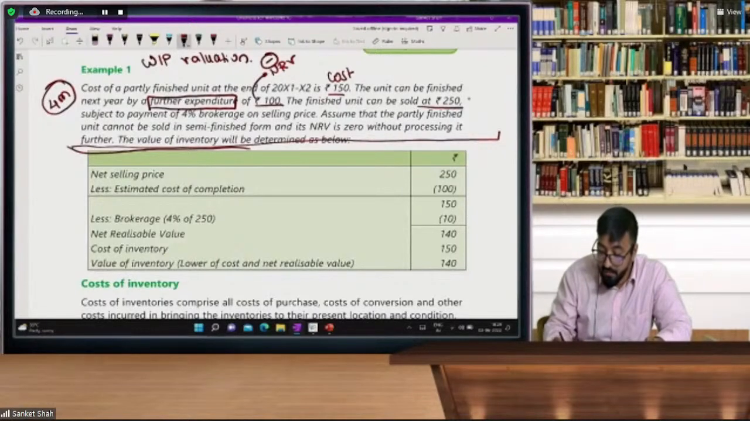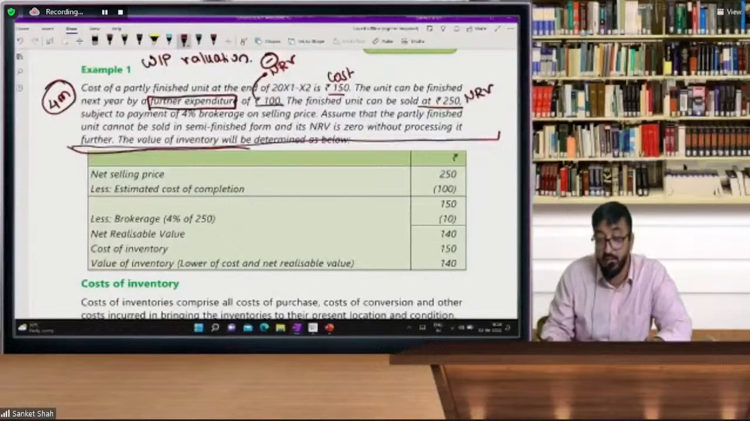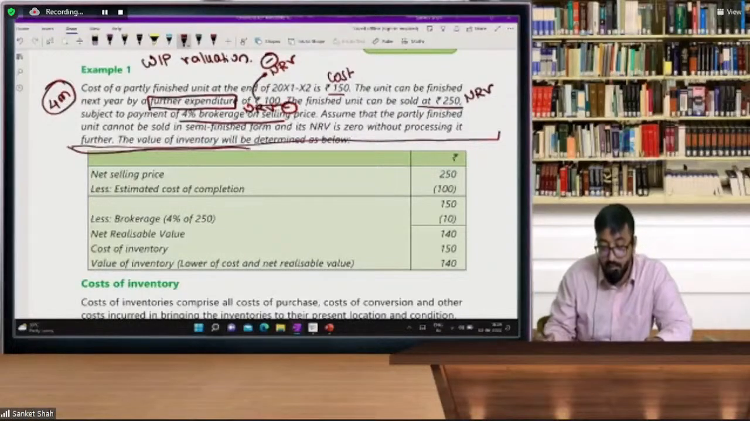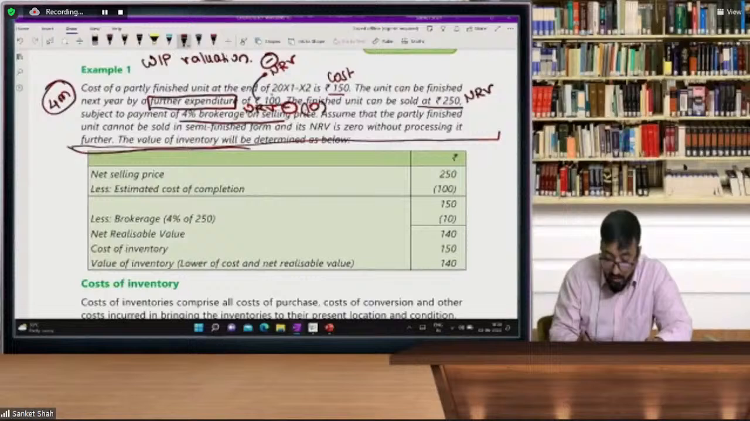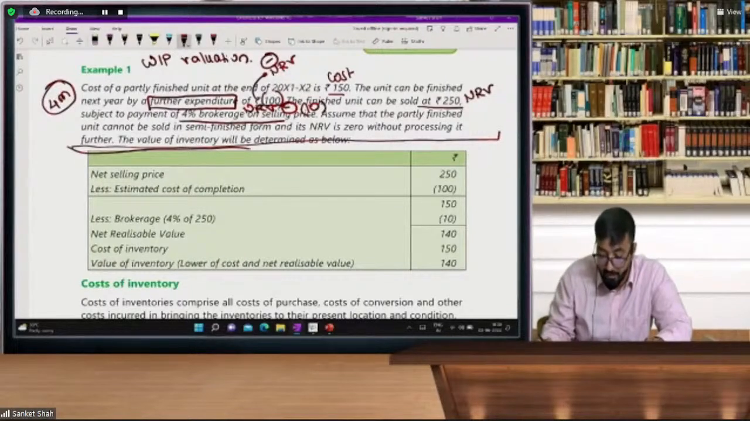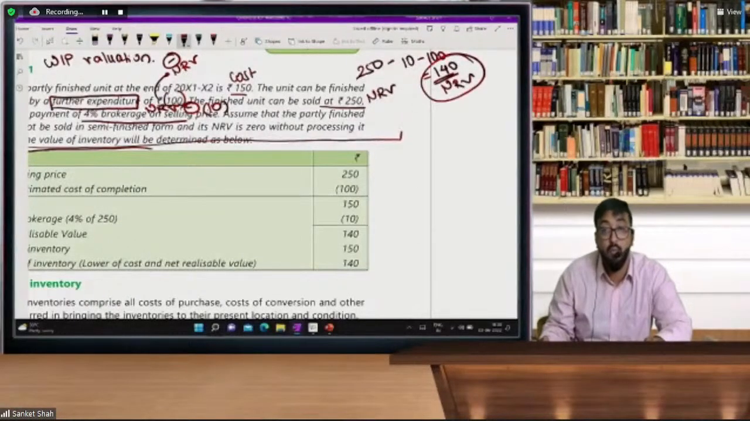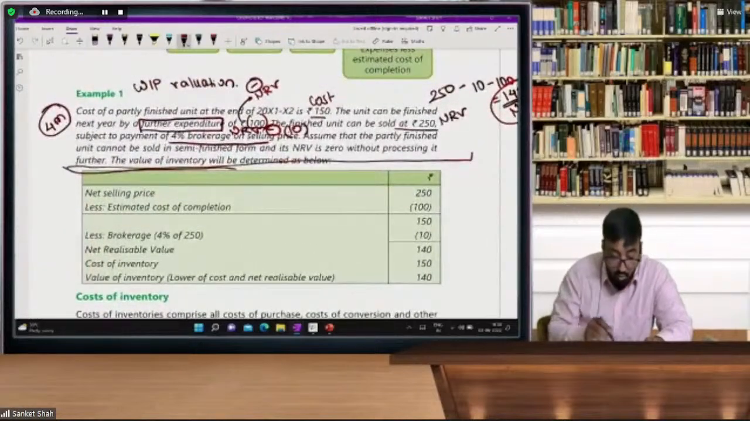The finished goods can be sold at rupees 250. You can write over there, this is net realizable value. Subject to 4% brokerage. Brokerage is also deducted from NRV because this is cost which is required. 250 into 4%, answer is 10. So 10 you will deduct, 100 you will deduct from 250. So 250 minus 10 minus 100, you will get 140 is the NRV, and cost is 150, whichever is lower. So we will record it at 140 rupees. Sir, how to present the answer in exam?